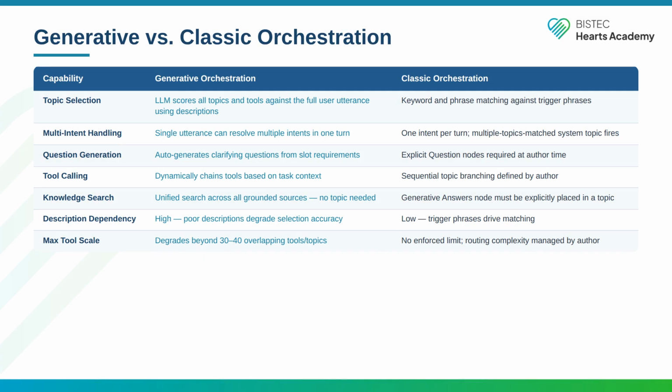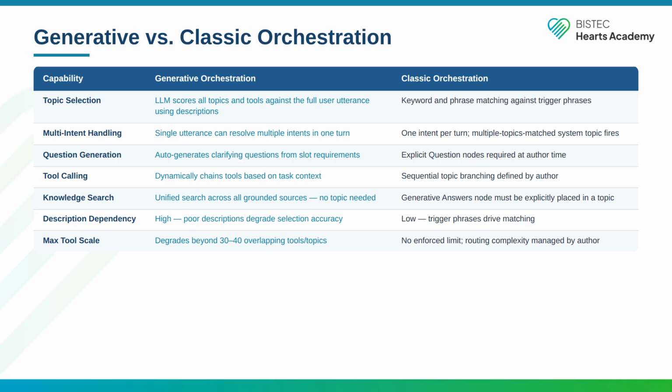7 dimensions. Work through the table row by row and focus on what each row means for administration, not just authoring. Topic selection. Classic orchestration matches trigger phrases. Authors wrote them, you reviewed them. They are discrete, auditable signals. Generative orchestration uses the language model to score all topics and tools against the full user utterance using descriptions.